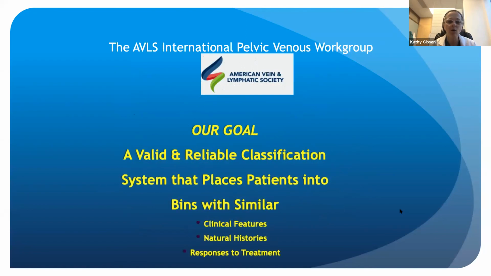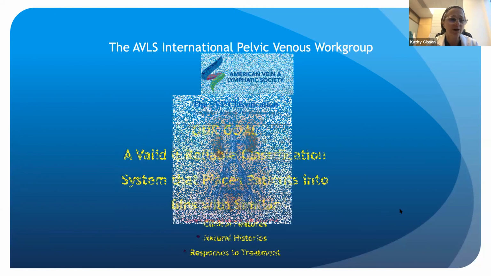Our goal was to develop a reliable and valid classification system that places patients into bins with similar clinical features, natural histories, and responses to treatment. So this is not a severity score. This is a bin system to categorize the different patients we see. So you could then, for example, in a research project, decide which groups you want to look at, or have a definition of the different patients in that way.